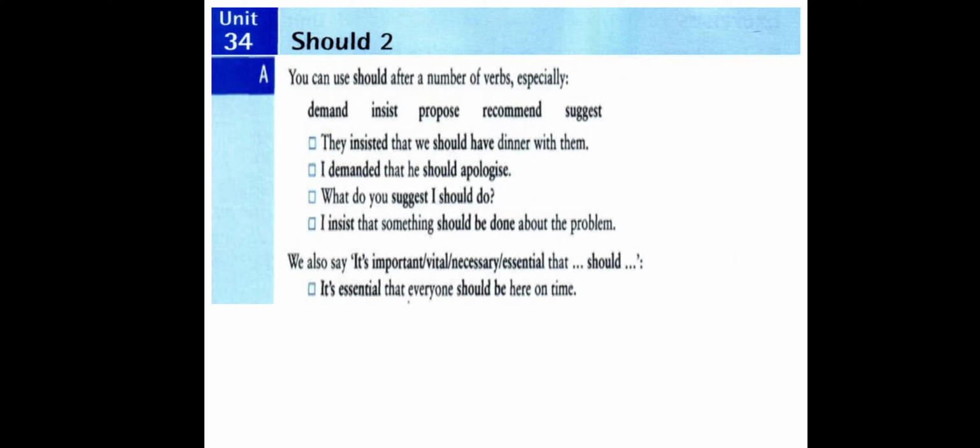Example number 2, I demanded that he should apologize. Here after the verb demanded we have that clause. We can call it noun clause in the position of object. I demanded something. I demanded that he should apologize. And here this clause, it is called that clause, here includes should and plus the base form. So after demanded we use that clause, and that clause includes should and the base form.